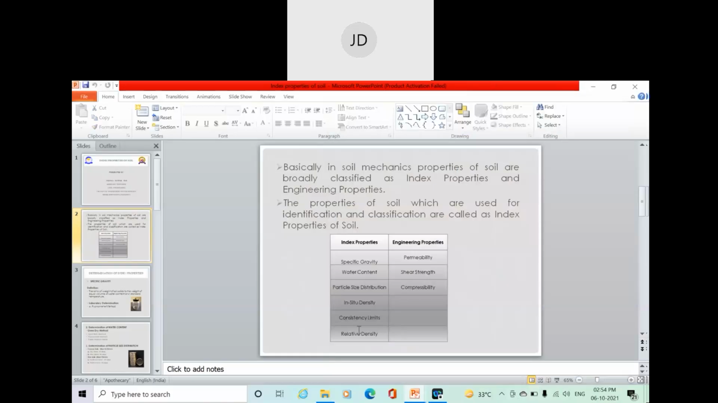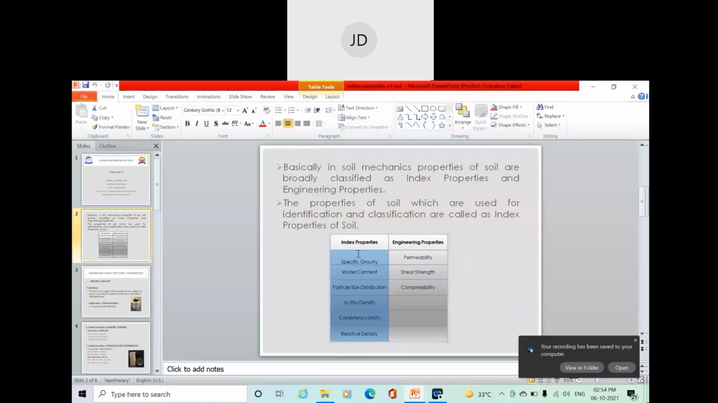Fine. So basically, under index properties, we have a total of six: specific gravity, moisture content, particle size distribution, in situ density, consistency limit, and relative density. We can also determine these parameters in the laboratory, in our soil mechanics laboratory. You have also done this laboratory work. Moreover, I also shared some links of lab demonstrations in your WhatsApp group for individual practice.